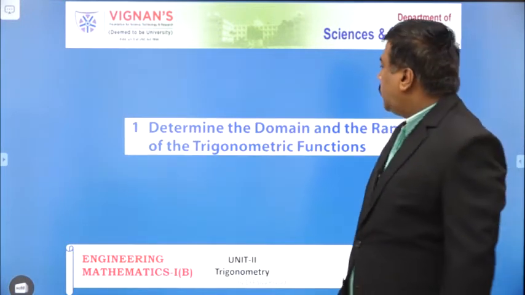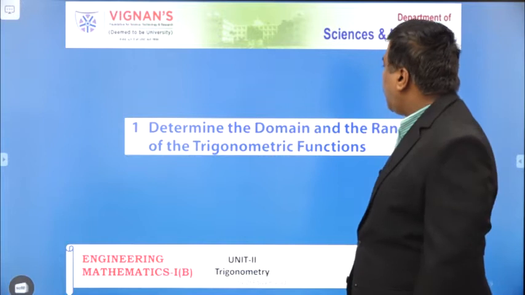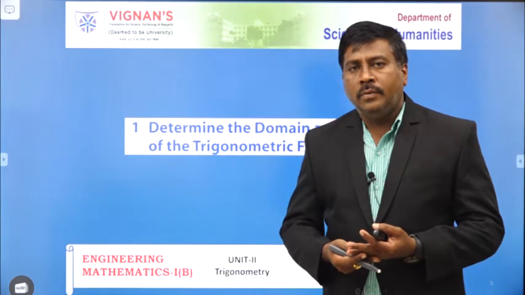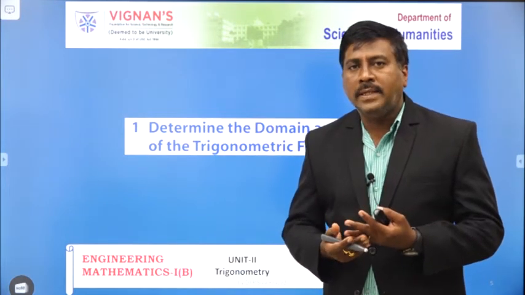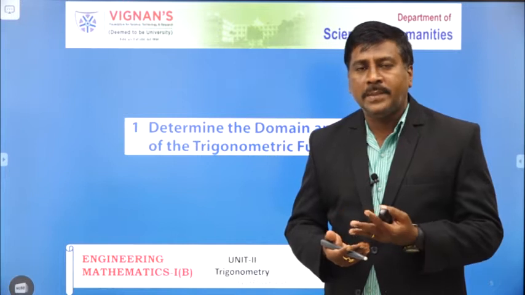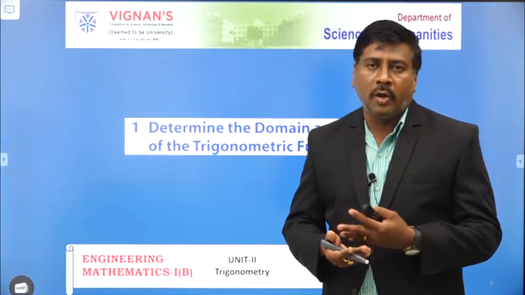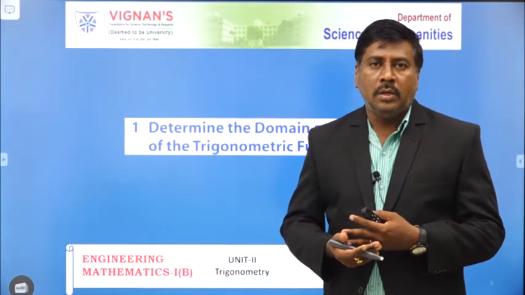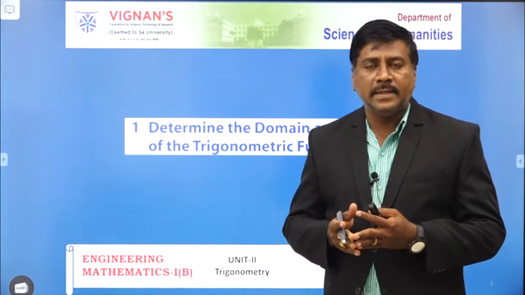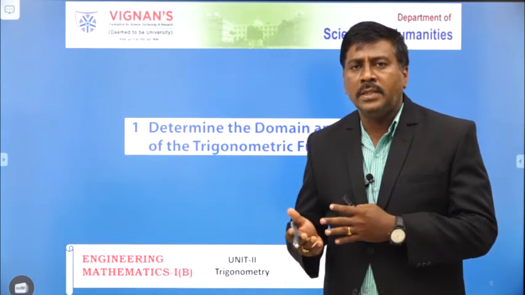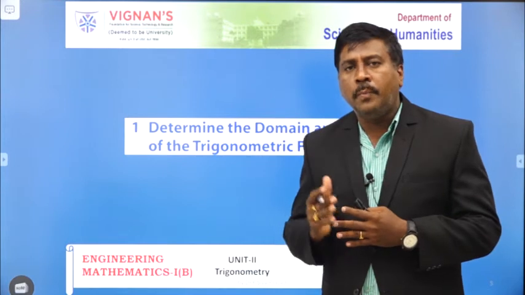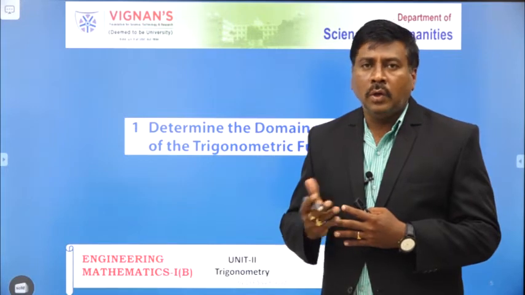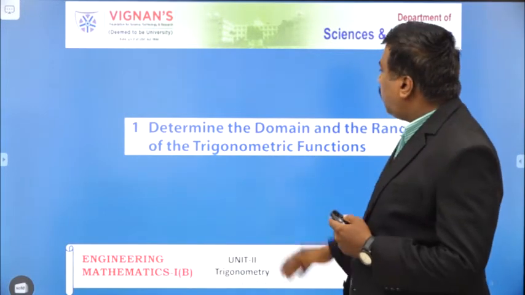Now, determine the domain and the range of the trigonometric functions. Before going to do the problems, we have to learn the domains, codomains and the range. Codomain means the range of all the trigonometric ratios, that is sine, cos, tan, cosecant, secant, cot. Where they exist, that is called the domain. And the range means whatever values we give as input, the outputs that result are called the range set. So for all the trigonometric functions, what are the domains?